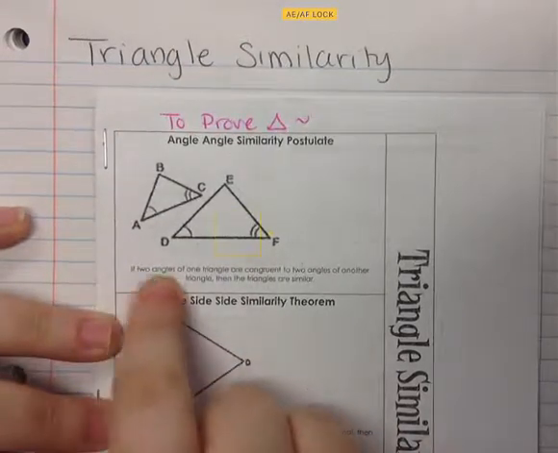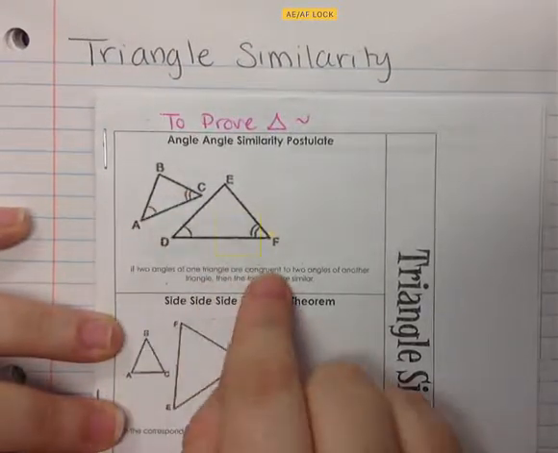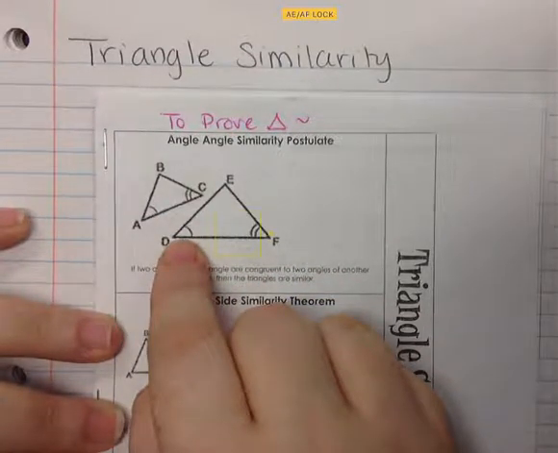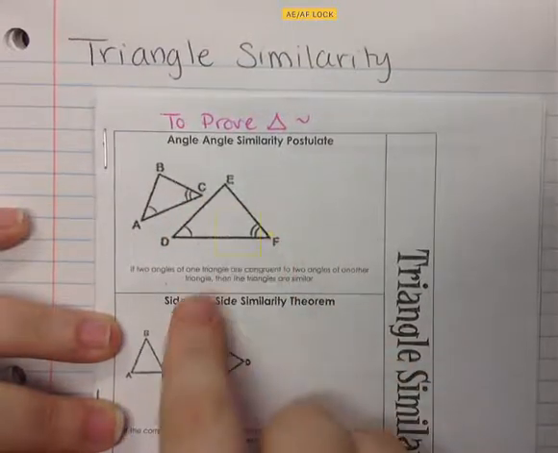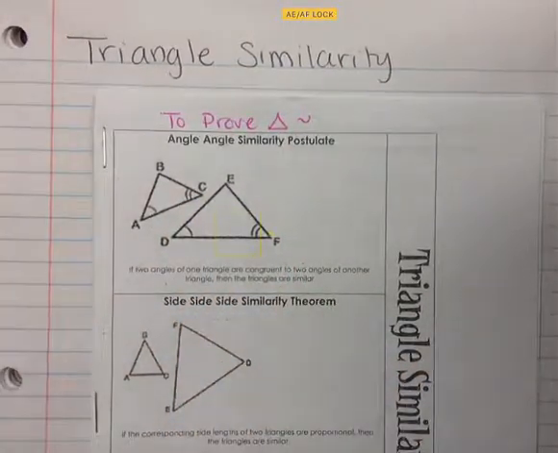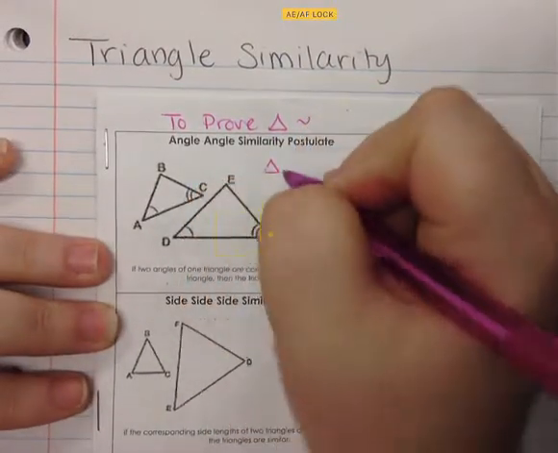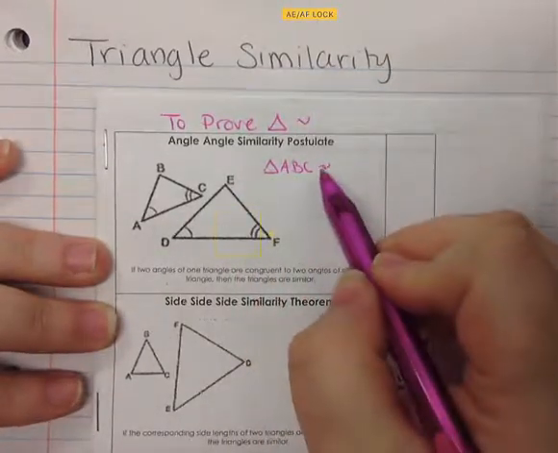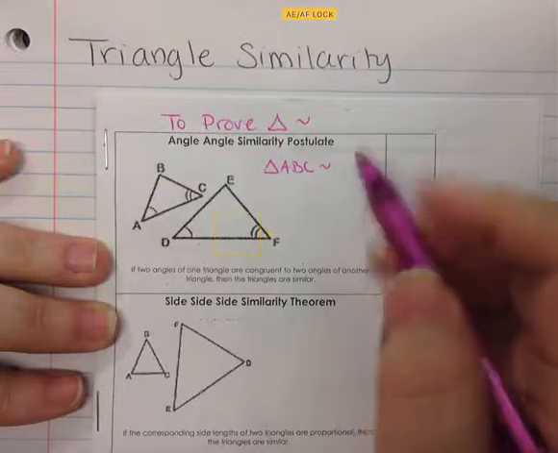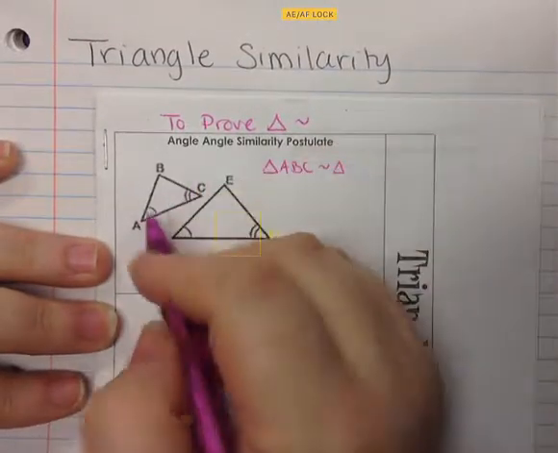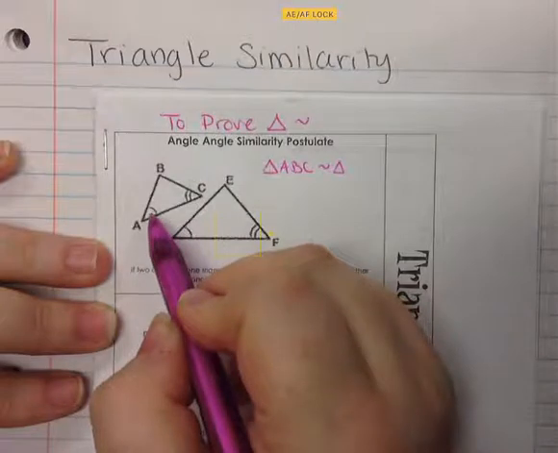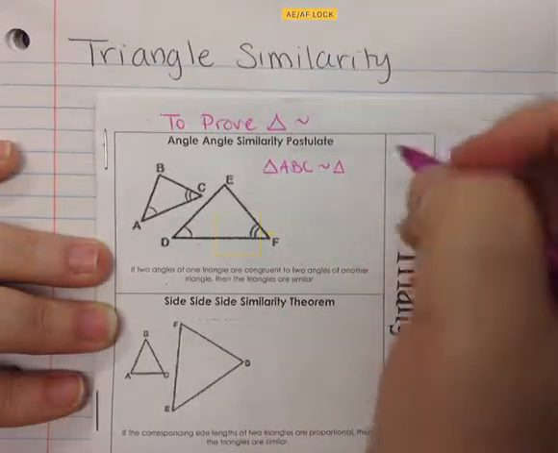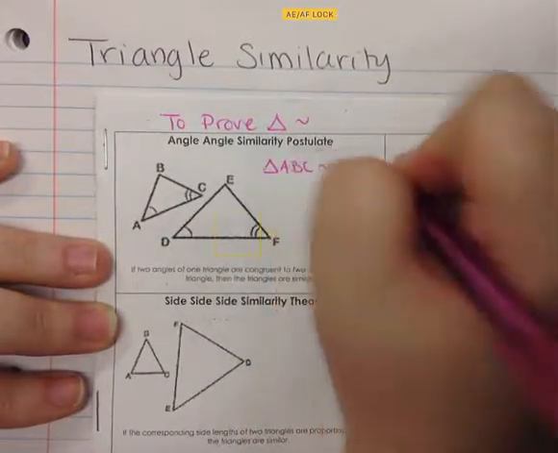So if two angles of one triangle are congruent to two angles of another triangle, so we have angle A is congruent to angle D, and angle C is congruent to angle F, then the triangles are similar. So we can state that triangle ABC is similar to, we use one squiggle, similarity, triangle DEF. Since we did A, B, C, we still have to name it the same way. So A has one arc, B has none, C has two. One, none, two. D, E, F.